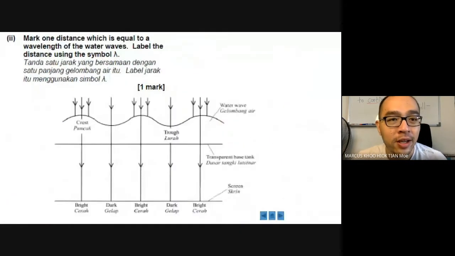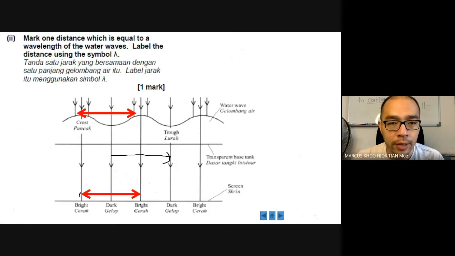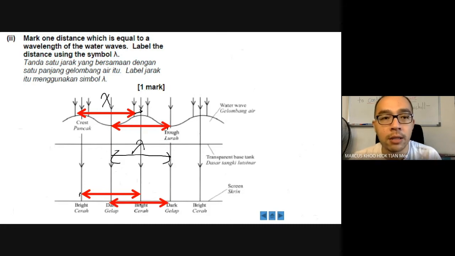Okay, mark one distance which is equal to the wavelength of the water waves. The wavelength has to be either from bright to bright or from dark to dark. Also can, so this is one wavelength, or this is also another wavelength from one crest to another crest. Or from one trough to another trough. All these are marked by the word lambda.